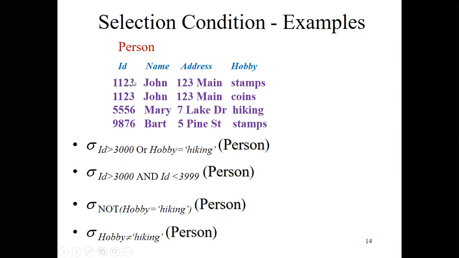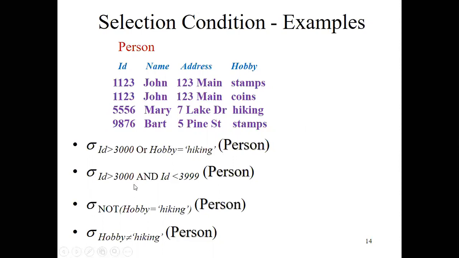Sigma, whose ID is greater than 3000. Select the details of the person whose ID is greater than 3000 or whose hobby is hiking. When we give ID greater than 3000 or hobby is equal to hiking from person, who will be selected? ID is this, or hiking. So these two persons will be selected.